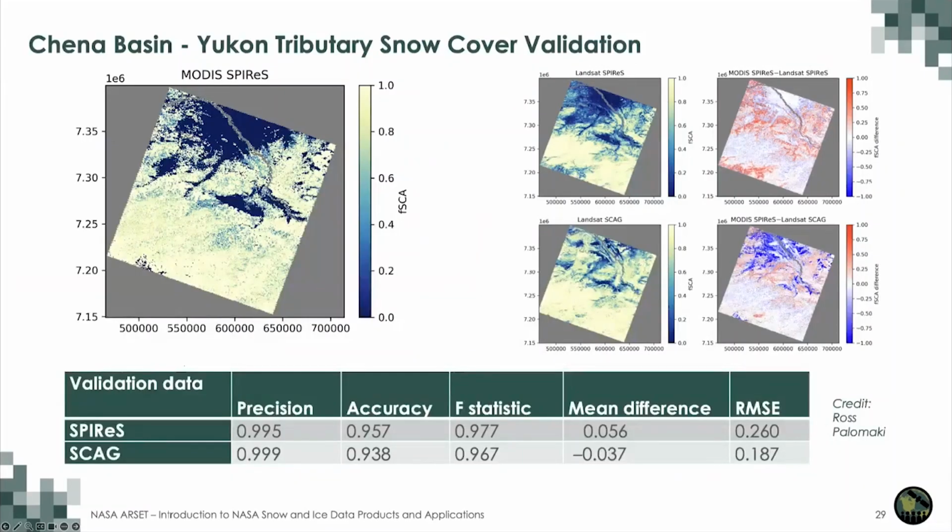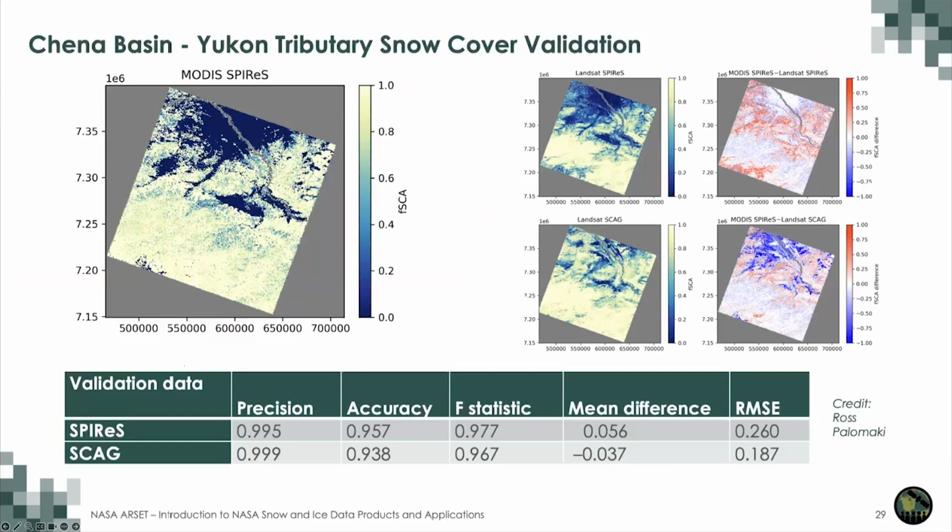Collaboration with the University of Calgary on the Yukon River has motivated a validation of this data set as well. We validated using about 20 Landsat scenes for snow cover across a number of years using both the SCAG and the SPIRES algorithms on Landsat. Those are in the middle column. On the right, you can see the differences between the MODIS observations and the Landsat observations. And again, the difference is MODIS is at 500 meters and Landsat is at 30 meters.